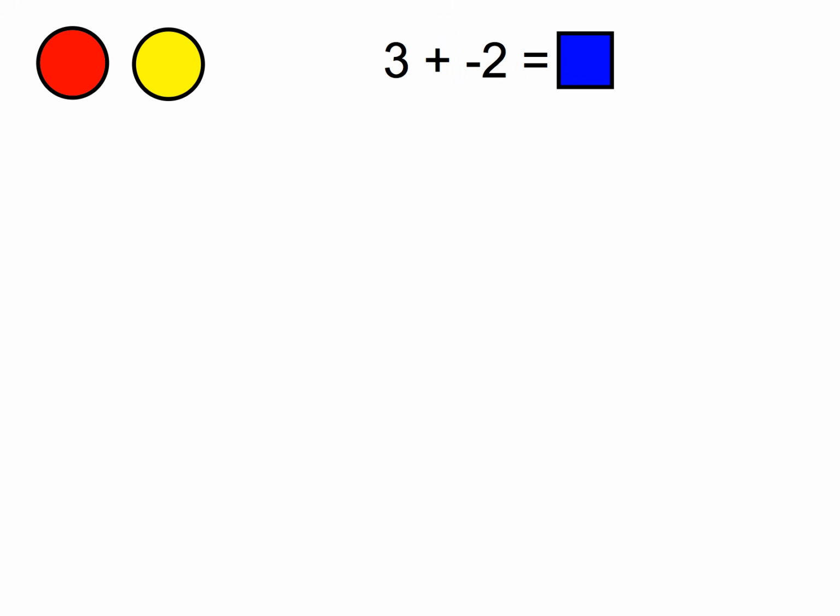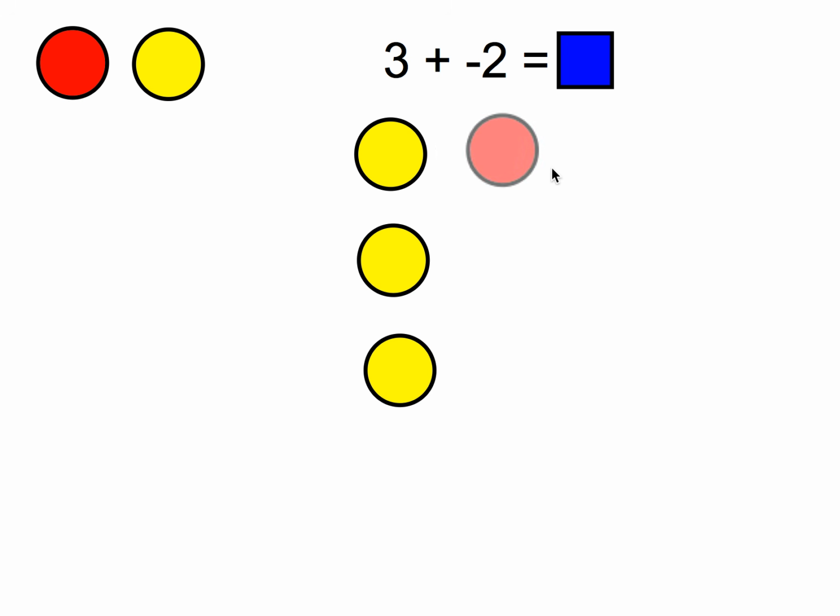So far we've had examples that use just the same color counters because the two numbers have the same sign. Well, what if they're different? Take, for example, 3 plus negative 2. That means we have 3 yellow counters and 2 red counters.